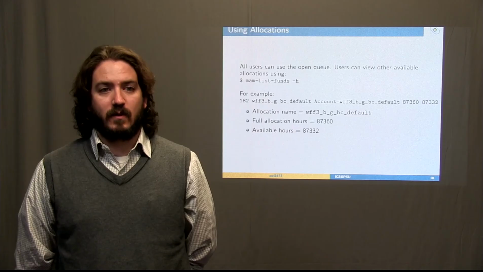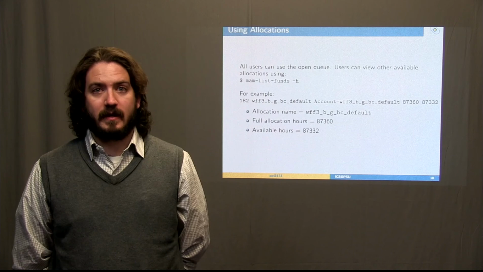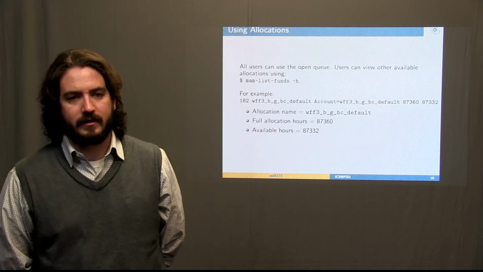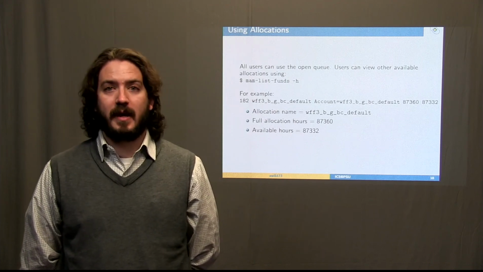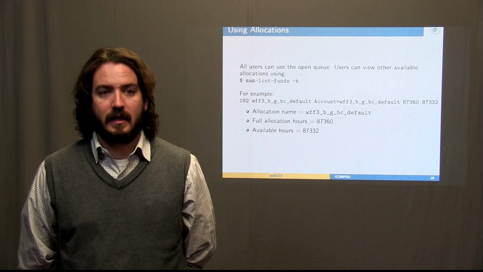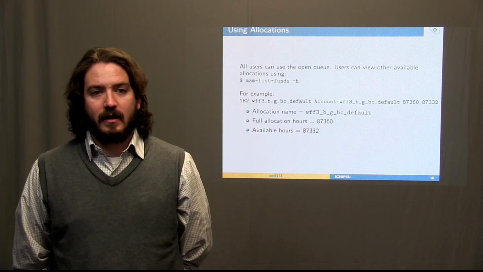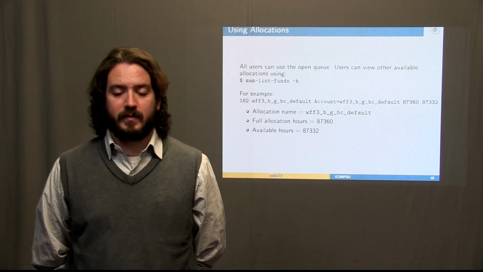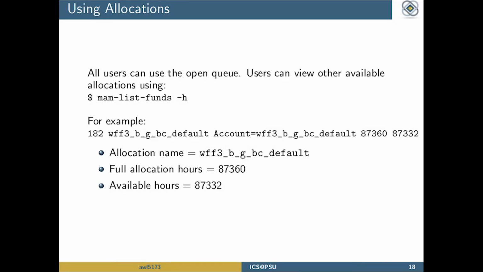So, for example, I'm a part of an ICS test allocation that Wayne Figuarelli, our associate director, has. And so when I run mam-list-funds, one of the lines that comes up is this WFF allocation. And so you can see what the allocation name is. In our submission script, we did the PBS -A, and we used open for our sample script, but because I have access to this WFF3 allocation, I could also put this there.